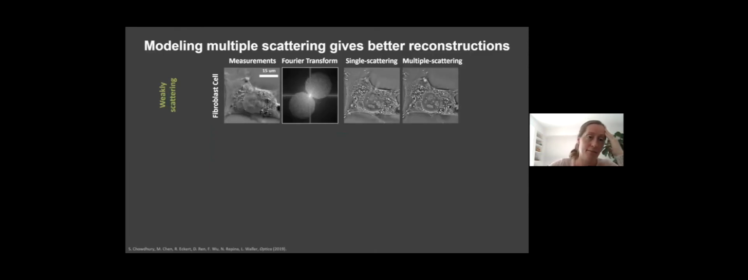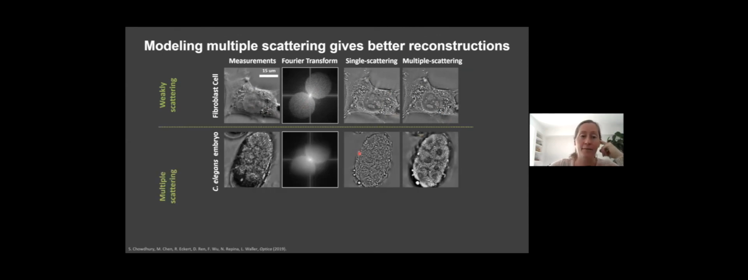And here's some examples. A fibroblast cell, I would say, is not multiple scattering. If you take the Fourier transform of one of these off-axis illumination images, it has these two clear circles in it. Those are a total hallmark of single scattering. And so when we use our single scattering model versus the multiple scattering inverse problem, we get basically the same result, because this thing wasn't multiple scattering.